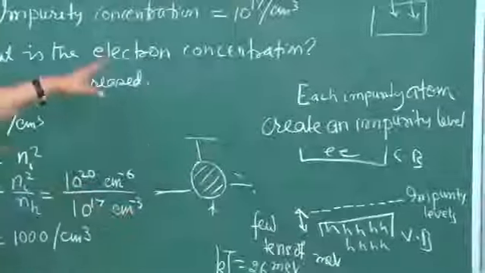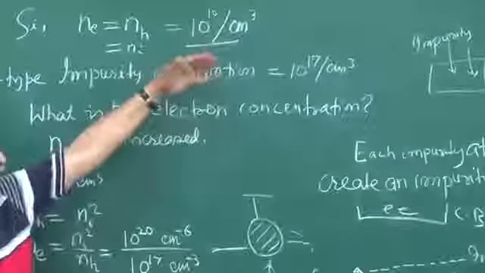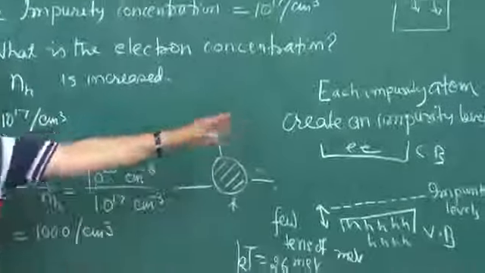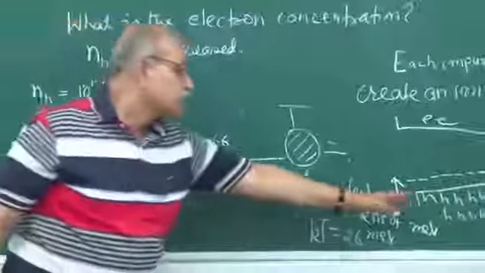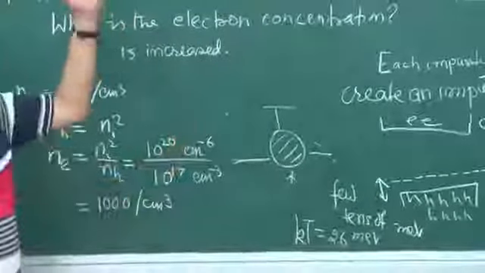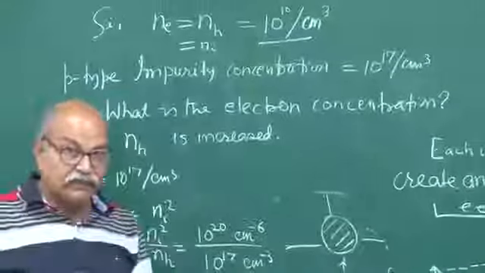When there was no doping, that number was also 10 power 10. But because of this doping, this number has gone down to just 1000, whereas the hole number has gone up to 10 power 17. Okay, the third question.